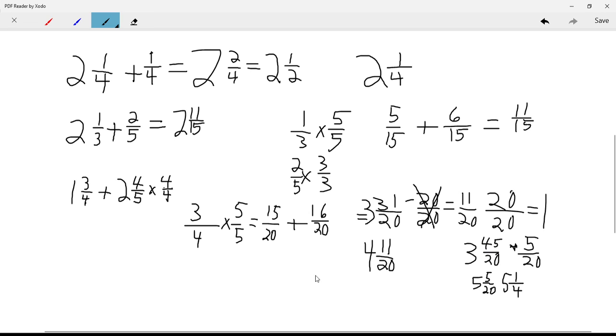So, yeah, hopefully that is helpful and shows how to add mixed numbers.